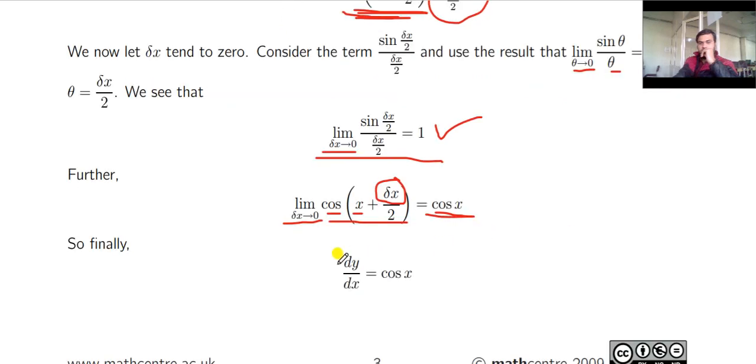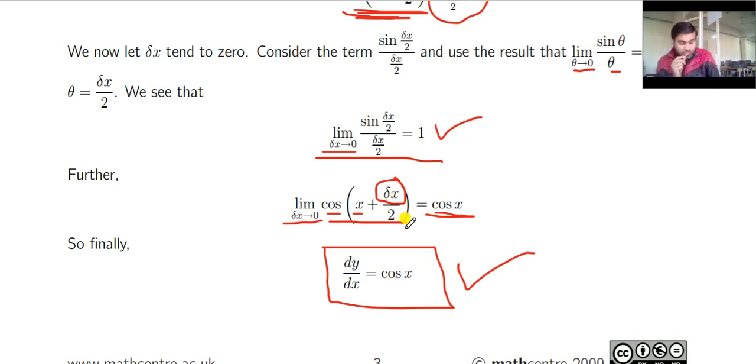So dy by dx of sin x is cos x, and we know the differentiation of sin x is cos x. So this is our final answer. In this question we have solved sin x by the use of first principle of differentiation. After that we solve cos x with the help of first principle of differentiation.